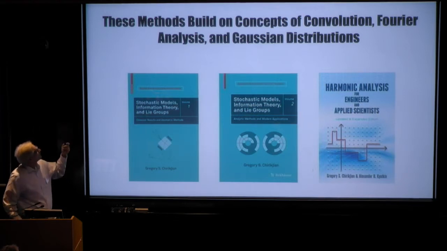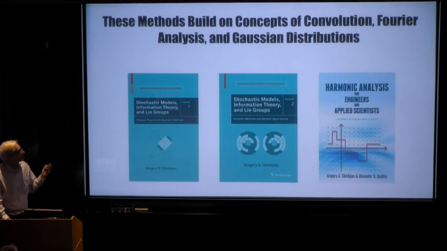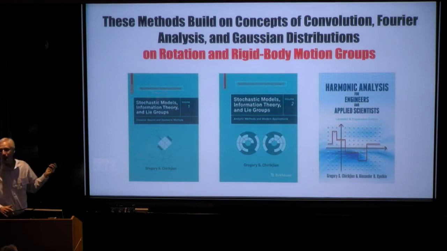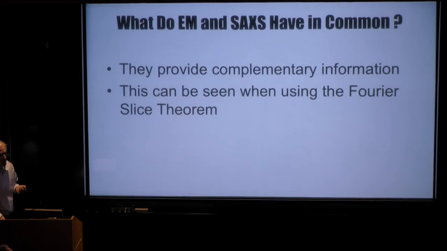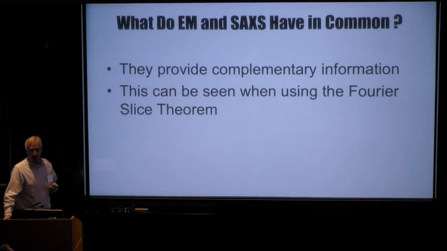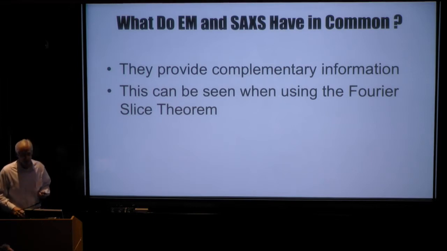And now, of course, these words, convolution, Fourier, Gaussian distribution, that's all standard, except these books do it on Lie groups, such as the group of rotations or rigid body motions. Okay, so what do EM and SAXS have in common? Do they have enough in common that it makes sense to fuse them together?